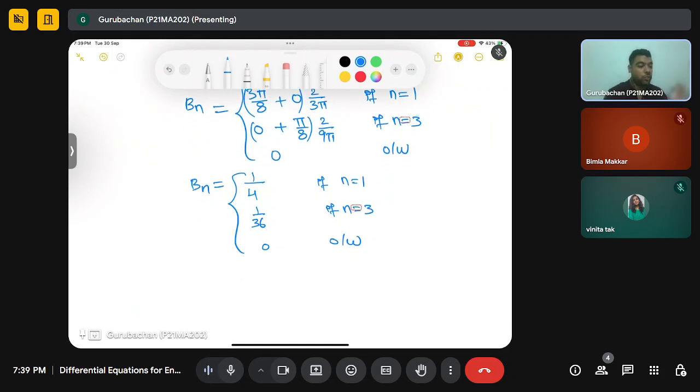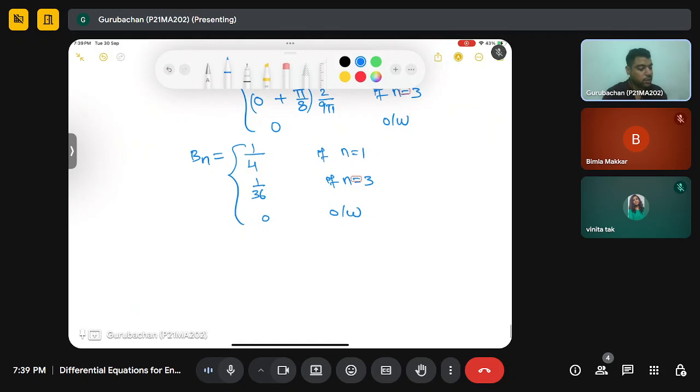If all other bn's are 0, so what will be your u(x,t)? So u(x,t) will be summation from n equals 0 to infinity, since the an are 0, cos nx. Okay, so we missed one thing. We have to calculate b naught also. What will be your b naught?